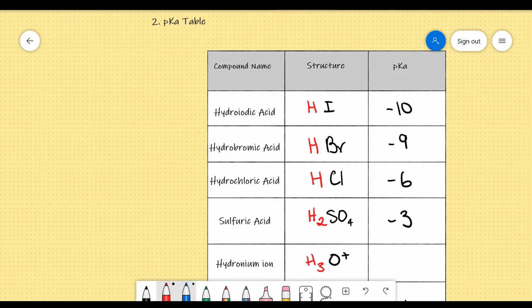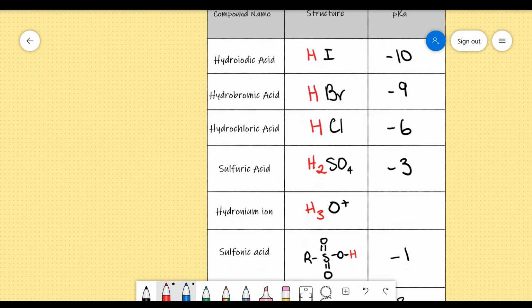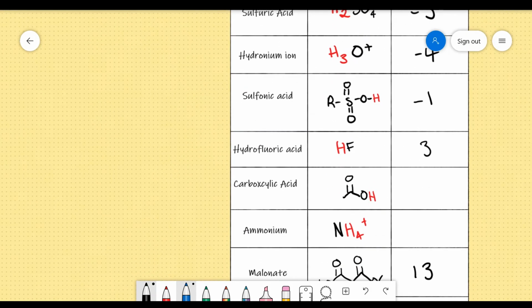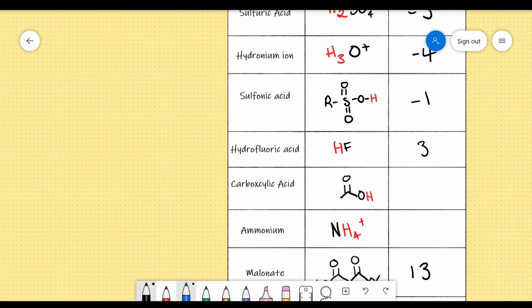So our most acidic thing on this list is hydroiodic acid. We're going to go through and just list a couple. So our hydronium ion, you will see this a lot, and I mean a lot, in your organic chemistry class. Its pKa is going to be around -4, so still pretty acidic. Keep going. Carboxylic acid, this is going to be a big deal in organic chemistry too, so make sure you know it. It's going to be between 4 and 5.